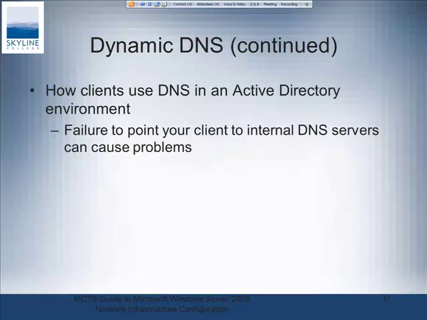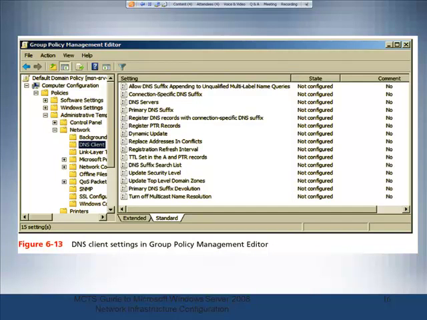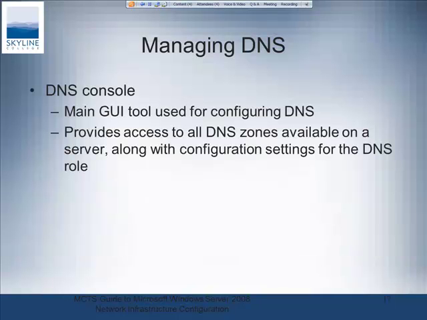Failure to point your client to the internal DNS servers can cause problems, and I guess I've said that so many times, hopefully you believe it by now. If DNS isn't working, Active Directory isn't working. If DNS isn't configured correctly, Active Directory isn't working. There are group policy settings that don't use DHCP, client group policy settings, a number of those, and 2008 server has more group policy settings, I think 700 in the last class, more than the old ones do. So there are a number of DNS client settings that you can put into Active Directory if you want to use it that way, that are different than the DHCP configuration.